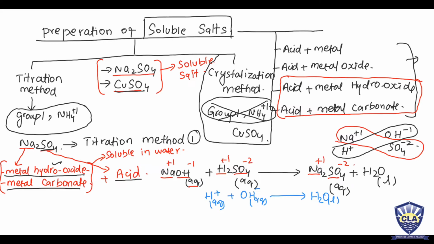Now cut the same ions which are present on both sides. Sulfate would be cut with the sulfate. Na positive would be cut with the Na positive. So you will get OH negative, H positive, and water. So this is the water. So you will get the same ionic equation. Is it clear, my dear?